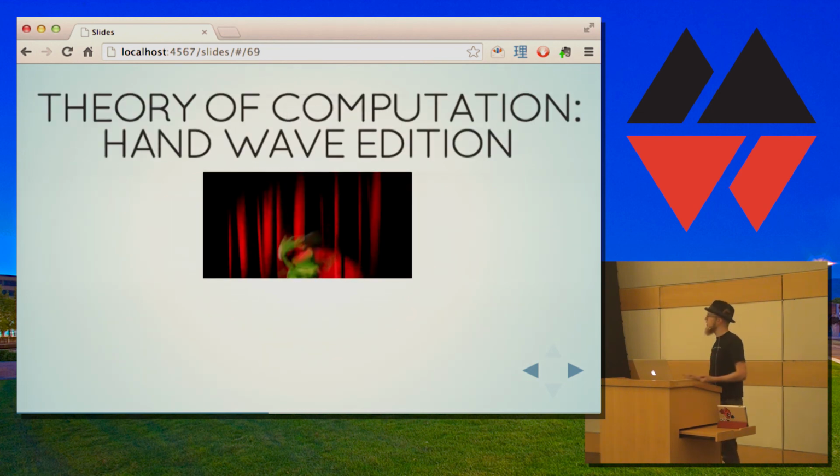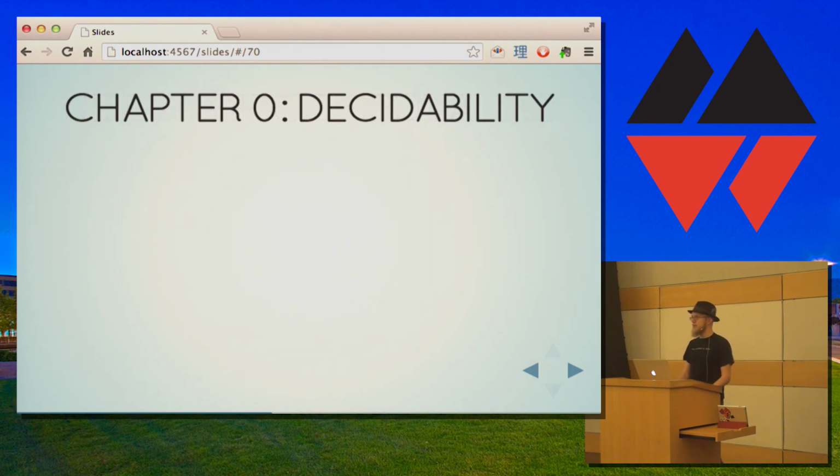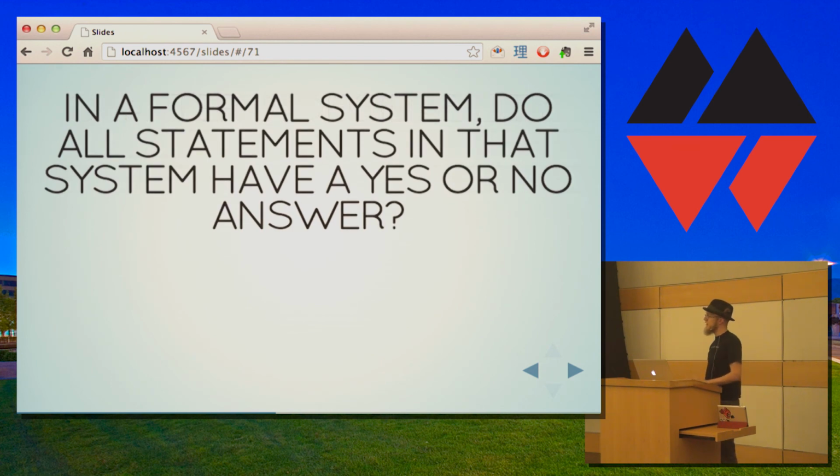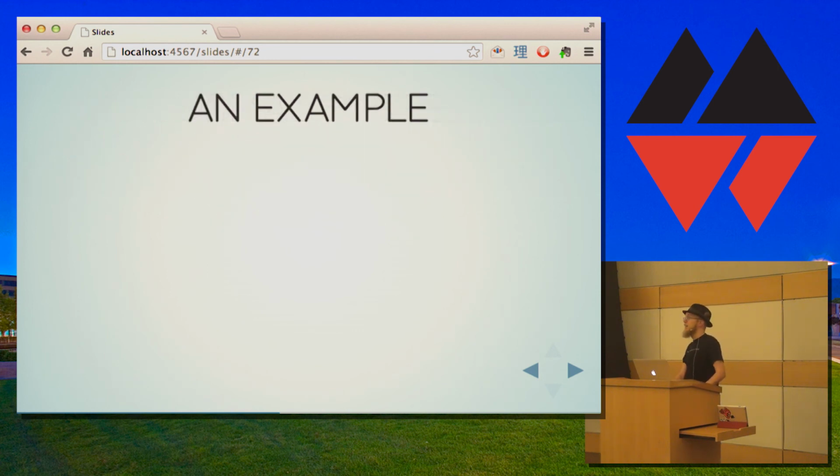So we're going to crack open our Theory of Computation Handwave Edition. Chapter 0 of the Theory of Computation Handwave Edition is on decidability. Decidability is all about answering this particular question: if you have a formal system or a formal language, is every statement that can be said in it decidable? Is it possible to say yes or no to every statement in that language? I would like to go to an example to explain the answer to this question.